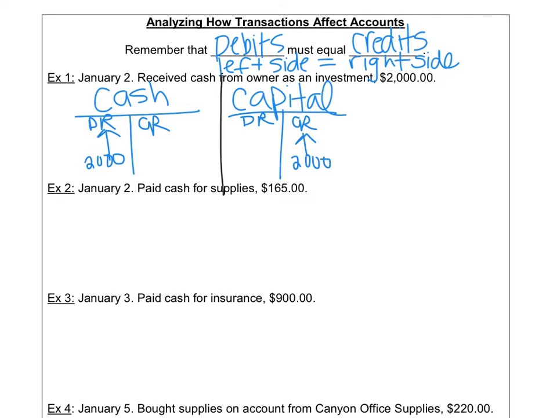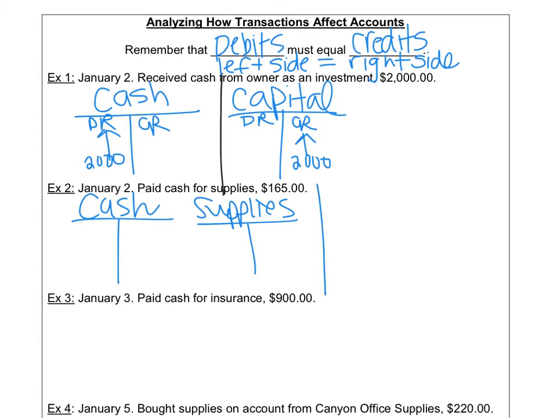On January 2nd, paid cash for supplies, $165. So this time my cash is decreasing because I paid cash. But we also gained supplies. So both of these would be on the same side of the accounting equation. So my cash is going to decrease.